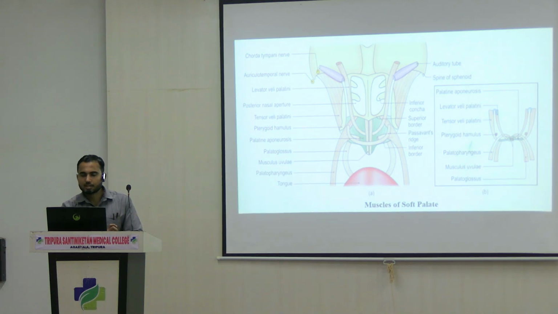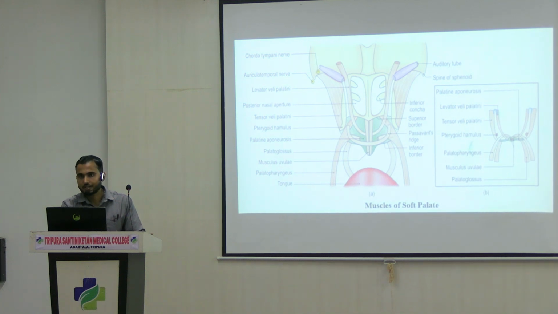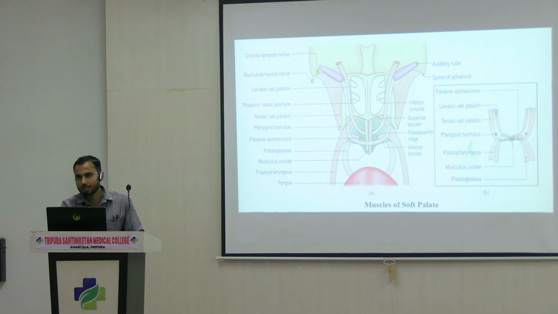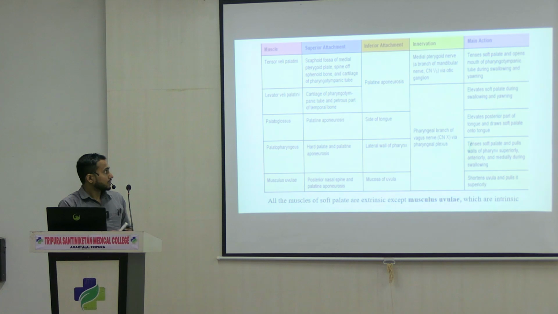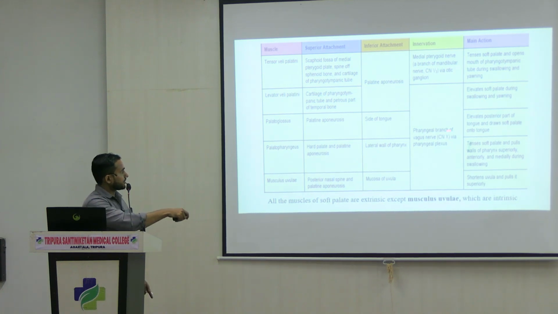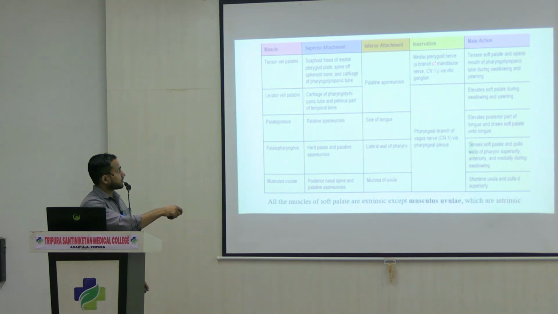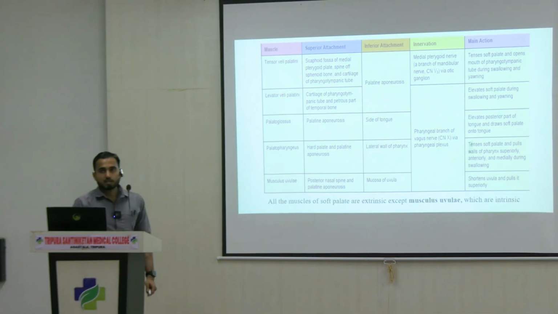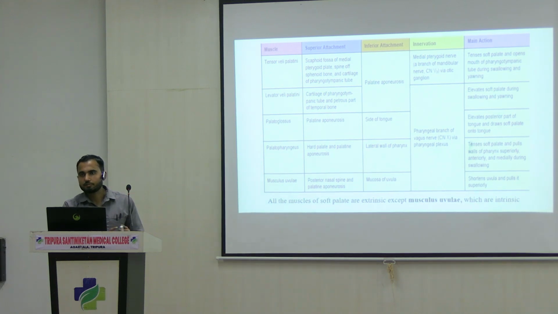The pharyngeal branch of the vagus nerve via the pharyngeal plexus, which is formed by the branches of the vagus nerve, supplies all except one, the tensor veli palatini. Tensor veli palatini is supplied by the nerve to medial pterygoid, which is a branch of the mandibular division of the trigeminal nerve. That is the difference. So all the muscles are supplied by the pharyngeal branch of vagus via the pharyngeal plexus, except the tensor veli palatini, which is supplied by the nerve to medial pterygoid, a branch of the mandibular division of the trigeminal nerve.